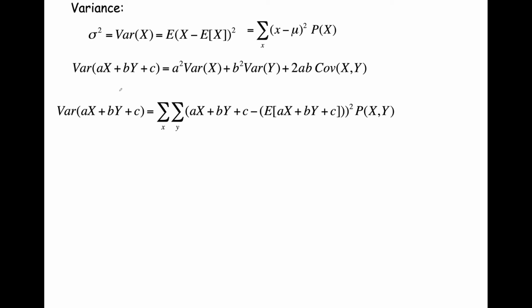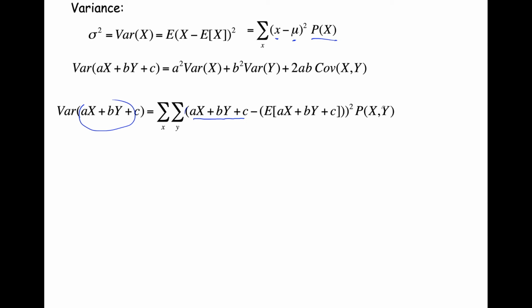Let's set up the variance. So the variance says we take the quantity, subtract the mean, we square it, multiply that by p of x. So for the variance of this expression, we take that expression, ax plus by plus c, we subtract the mean of this expression, minus the expectation of ax plus by plus c, and we square that. So here's our quantity squared, multiplied by the joint probability p of xy.